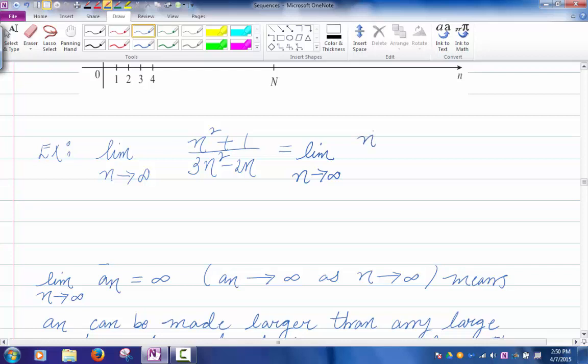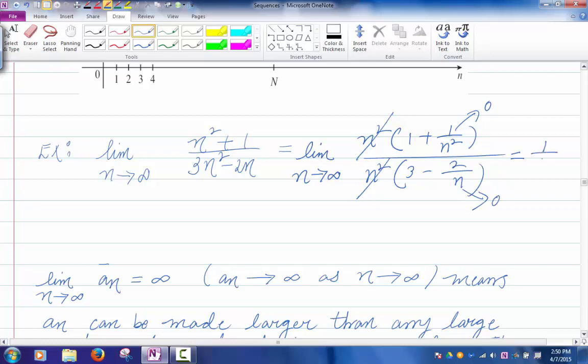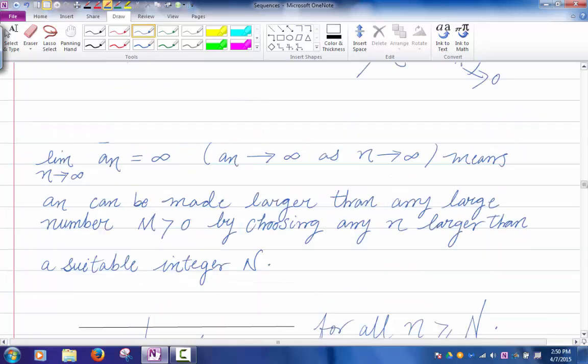In this case, you just factor out the highest order term. If you factor out the highest order term, you get this. And then you can cancel out the highest order terms. And then as n goes to infinity, this goes to 0, this goes to 0, then you're left with 1/3. Okay? All right, so I'm going to start from there.